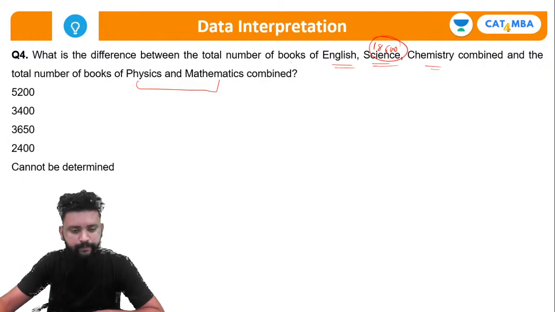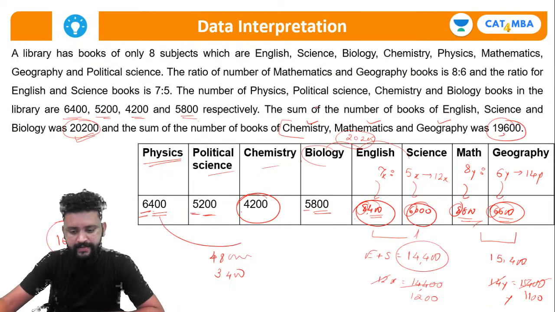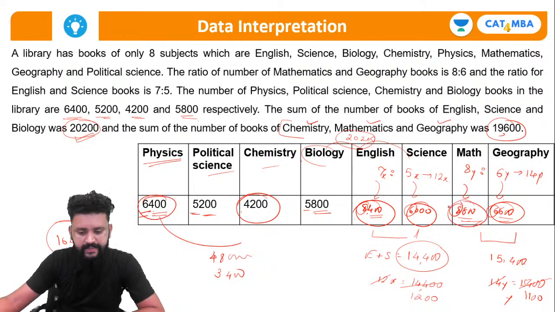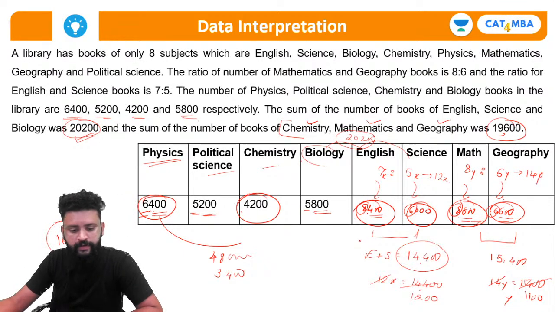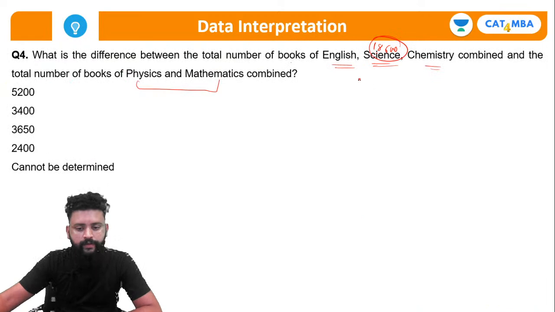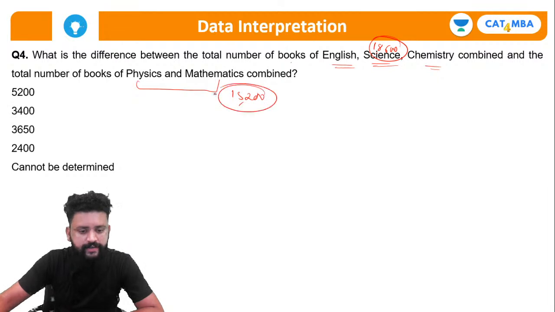And Physics and Maths, then we want Physics and Maths. So Physics is 6,400 and Maths is 8,800. So it will be 8,000 plus 6,000, 14,000, 15,000 and 200. 15,200 for this. So what is the difference? Difference will be 18,000 minus 15,000 is 3,000 difference, and 600 minus 200 is 400. So difference is 3,400.